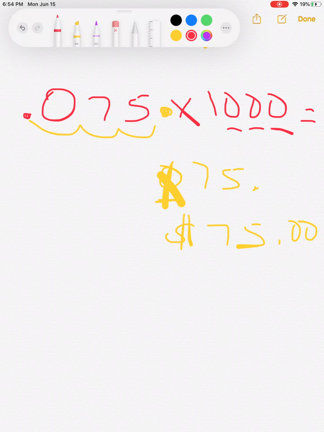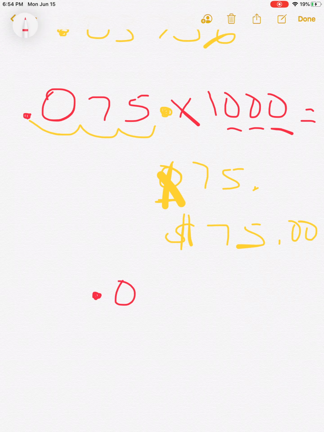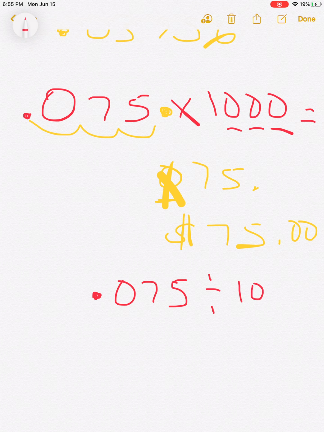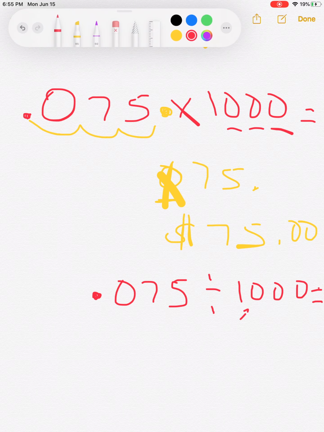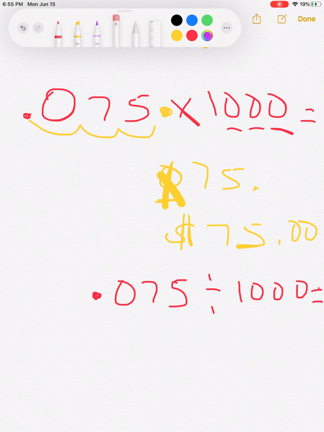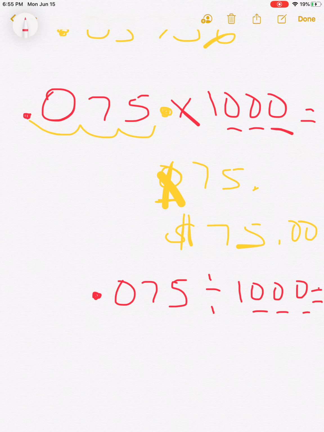I'm going to take the decimal 0.75 and not multiply, but divide. Okay, and then we're going to divide it by the same 1,000. I can put a comma there if I wanted to, but I don't want to get anybody confused with commas since we're working with decimals. Okay, now first things first, what do we do? Count how many zeros. Very good. 1, 2, 3. Very good.